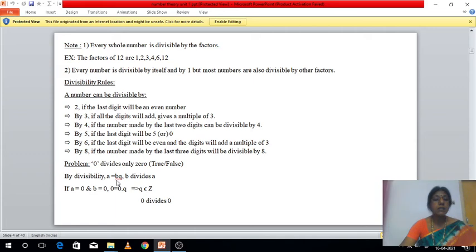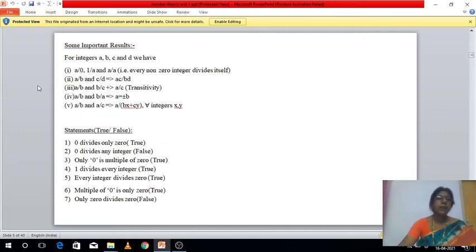And in place of B, suppose we put 0. What is 0 into Q? That is 0, and A is also 0. Then A equals BQ means B divides A. 0 is equal to 0 times Q means 0 divides 0. Only 0 divides 0. It is a true statement.